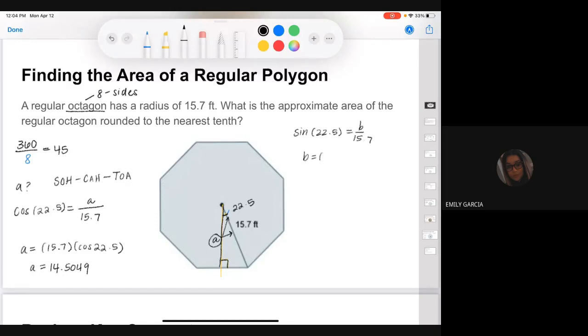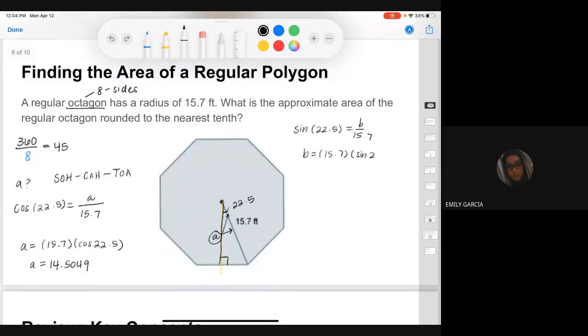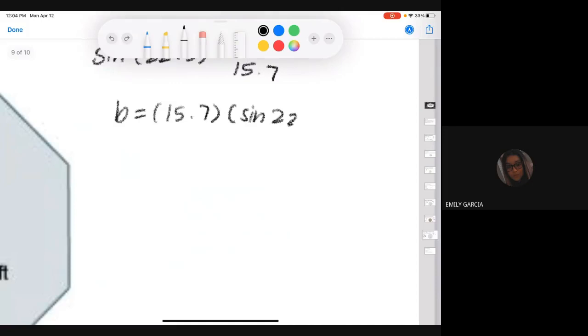So B is equal to, oh no. Let me see. So B is equal to, if you want to, yeah, that's okay. It's up to you.